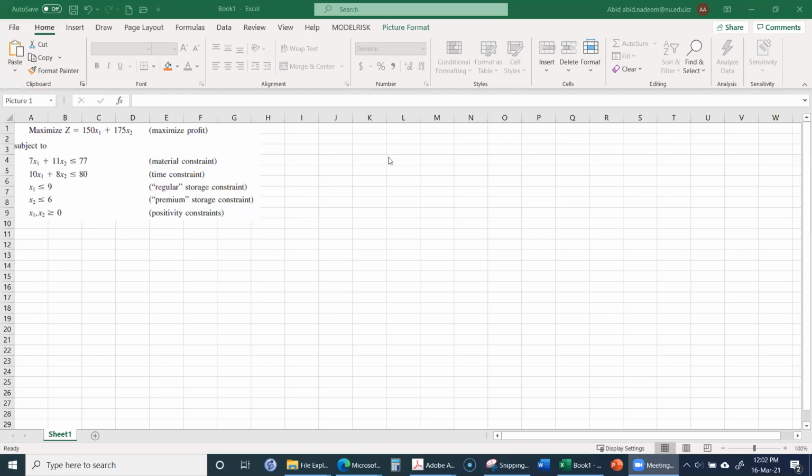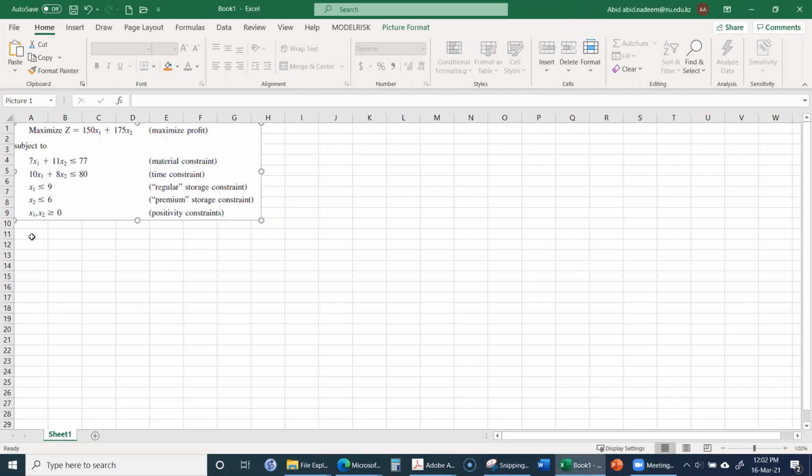So last time we were doing this example on Excel. This is the same example that we did in the lecture. We have to maximize this function subject to these conditions. So we use the solver, and then we did it actually in the solver.